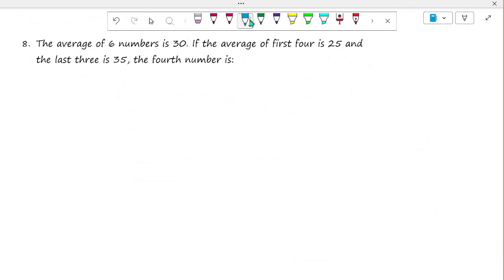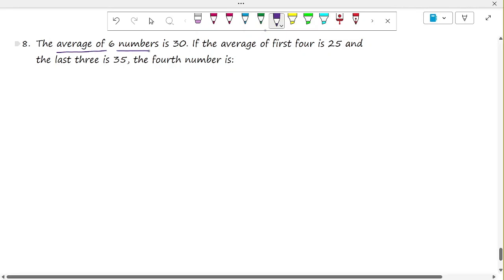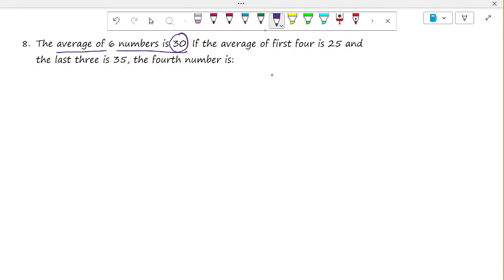Yeah, you see this question. This is a bit confusing, I think. The average of six numbers is 30. They are giving the average of six numbers. They have not told what those numbers are. Don't worry about that. If the average of the first four numbers is 25 and the last three numbers is 35, then what is the fourth number? You will get these kinds of questions in the exams.